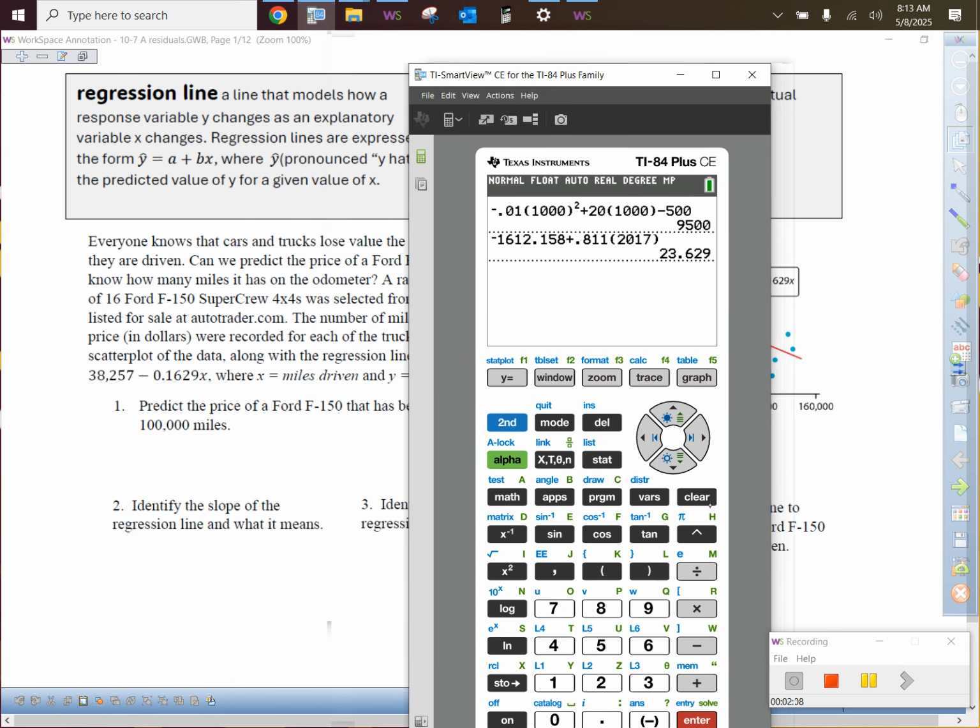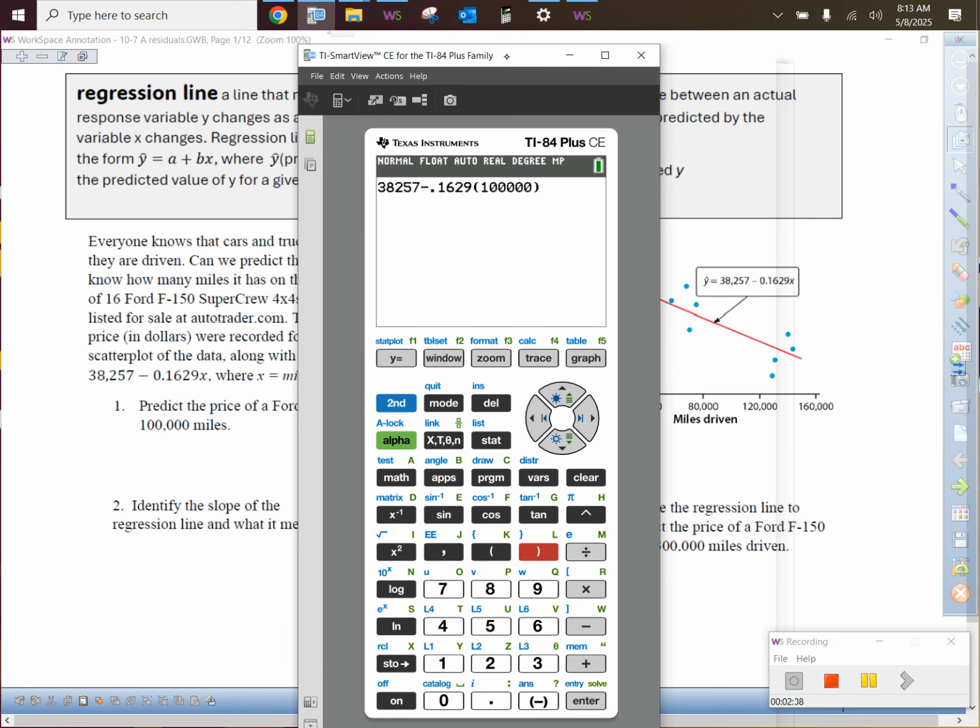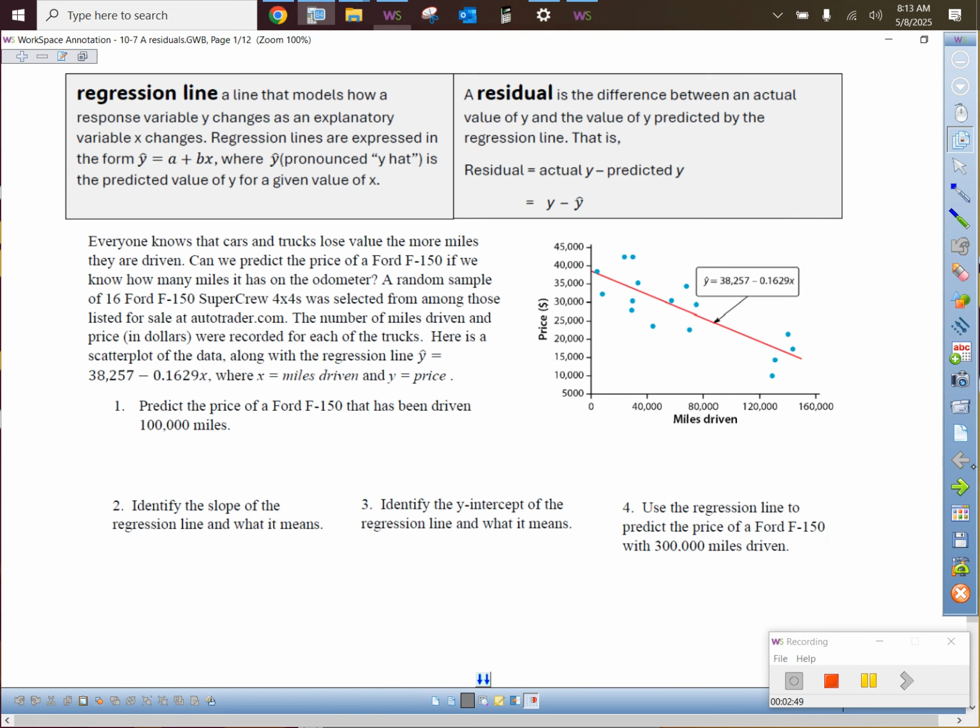It's a lot of nasty little decimals here, but it's 38,257 minus 0.1629 times 100,000. Please make sure you have enough zeros. It should have 5 zeros with it. And let's see what this equation predicts. It came out really nice: 21,976. They probably won't come out that perfect. Did you get the same number as I did, or did I punch it in wrong? Please double check me. Cool. So, 21,976.